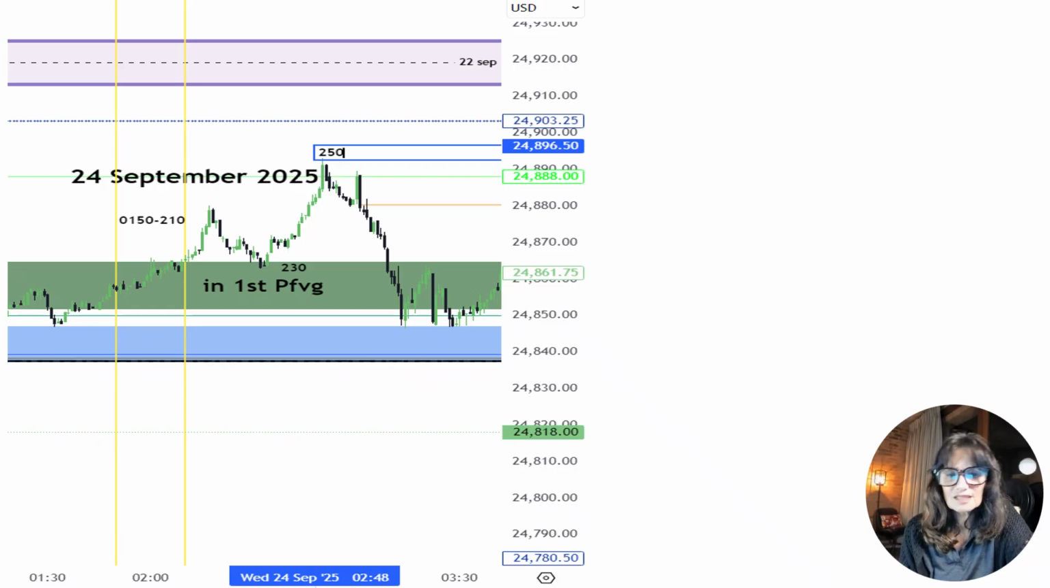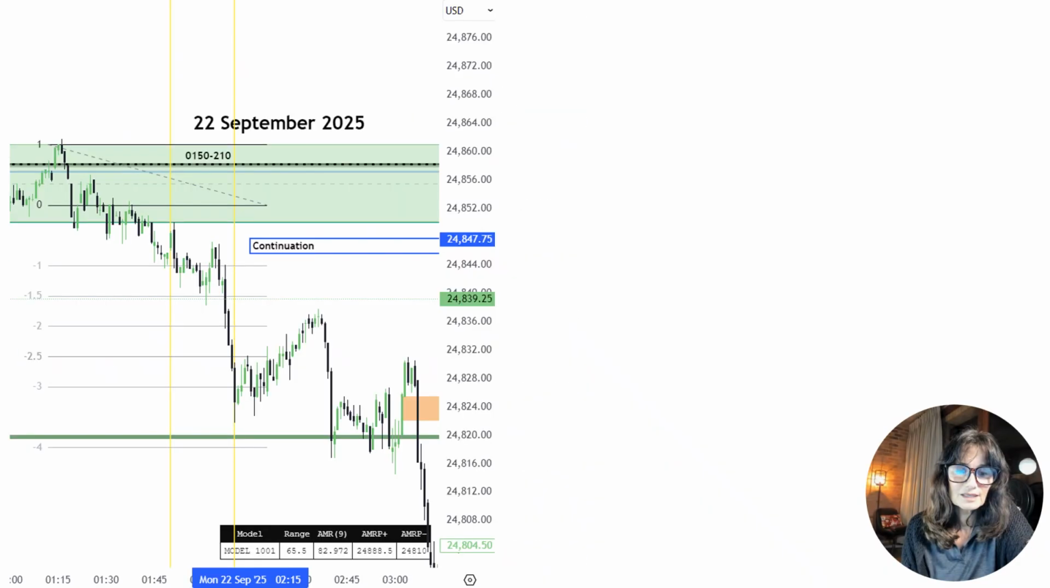But as you can see, it just hangs around here. It just consolidates. It goes out of this here. And here at 2:30, it does do a little retest of this first present fair value gap, and then makes a move. But that's a different video, I guess. Now it's only about the 2 a.m. move, right? Next slide. So here again, we have a continuation example.